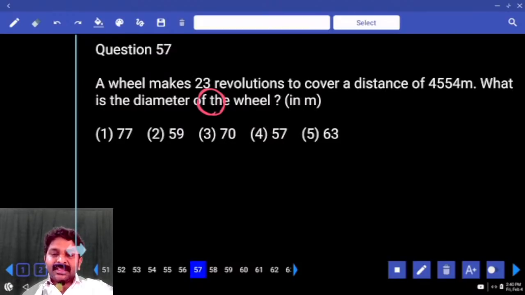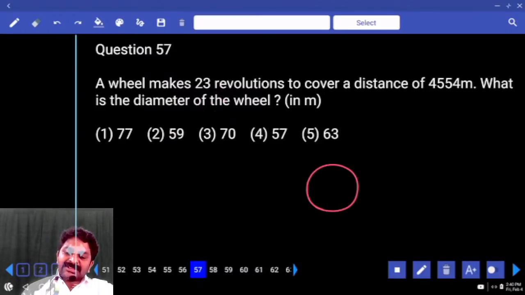A wheel makes 23 revolutions to cover a distance of 4,554 meters. What is the diameter of the wheel? Okay. So if a wheel makes one revolution, the distance that it is going to cover is equal to?